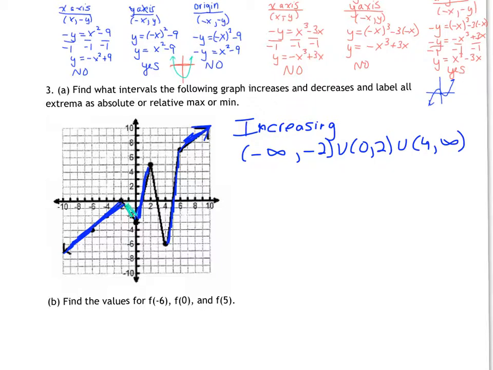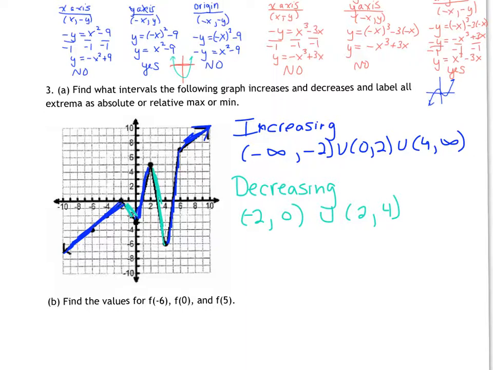So the other intervals, it's going down, it's decreasing, right, in these two little areas. So if I write where it's decreasing, it's decreasing from negative 2 to 0, pardon me. And then it's also decreasing from 2 to 4. So essentially it's just the gaps where the first one was increasing, it's decreasing here.